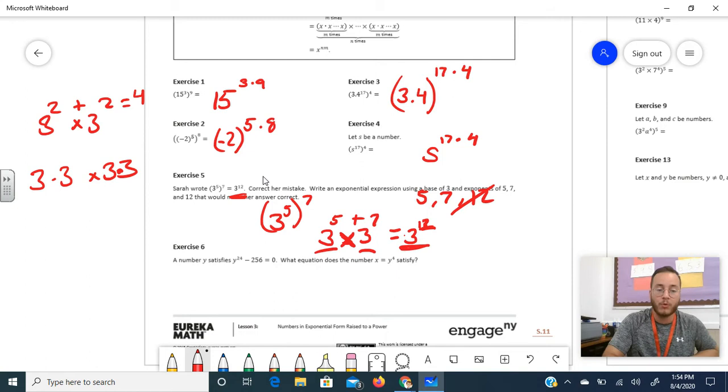I have the number y satisfies this equation. Satisfy means it makes it true. That y to the 24th power minus 256 equals 0. What equation does the number x satisfy? So they want you to use the same equation, but use x. And it tells you that x equals y to the 4th power.